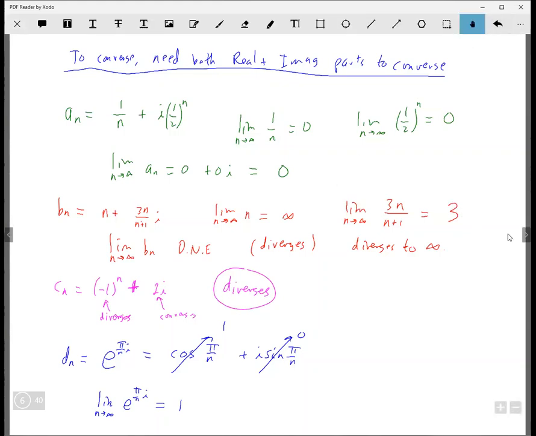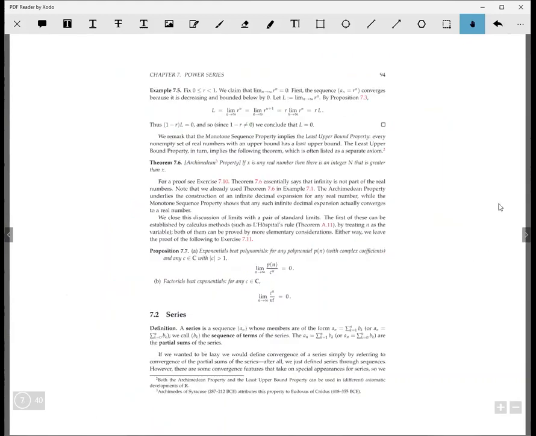So there's that idea right there, that you can check convergence by looking at the real and imaginary parts of the sequence.